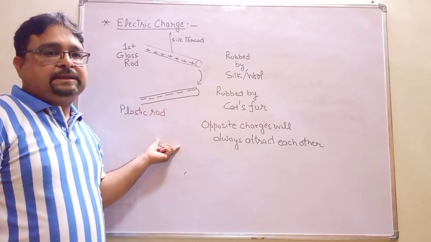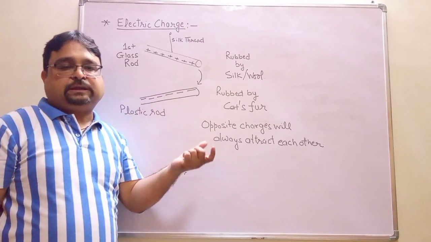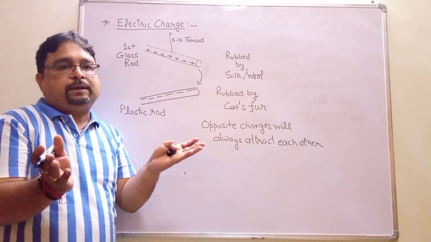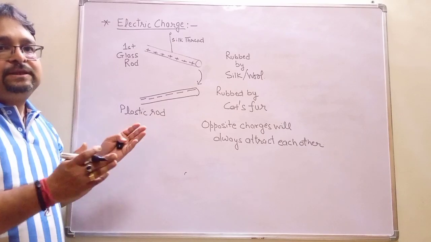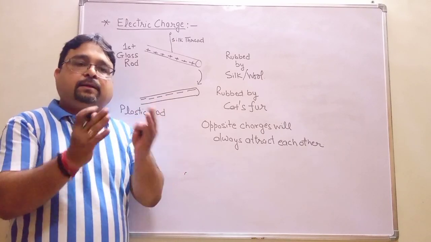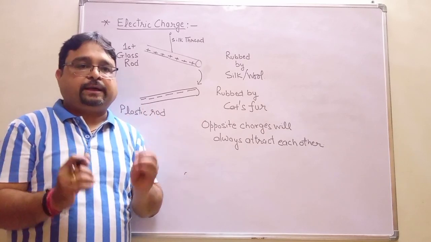So all the three cases we have seen. First case, the two glass rods which are positively charged, so they will repel because they are having same polarity. Second case, we have seen two plastic rods which are negatively charged, and they will also repel each other because they have same polarity, both are negative.